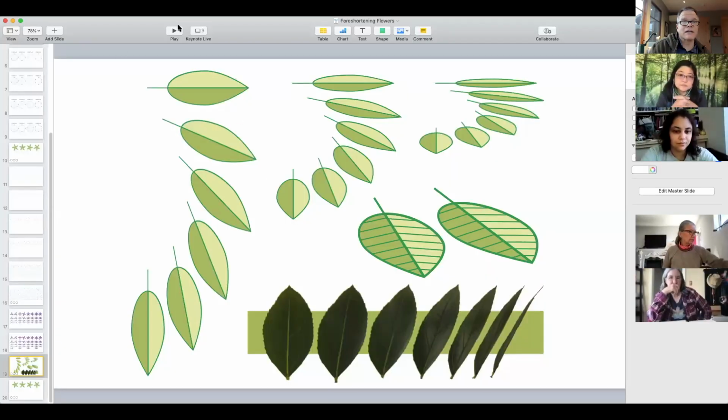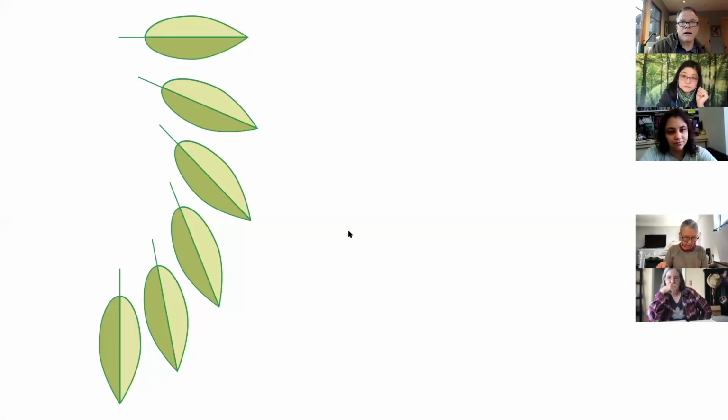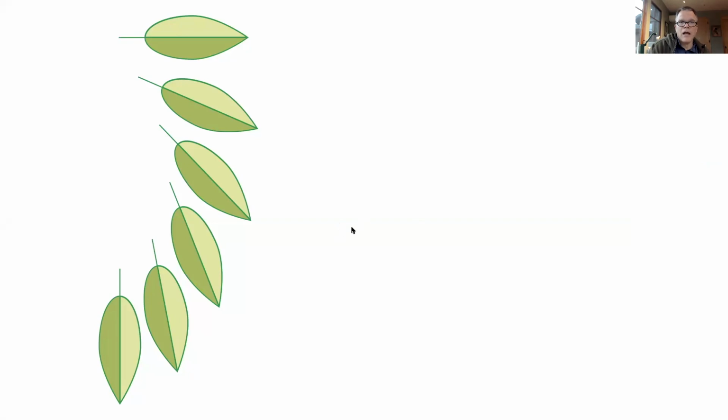As you remember from the previous class, there we are. So this is a drawing of a leaf. And hold on, I need to hide my meeting controls. There you go. So here's a drawing of a leaf.